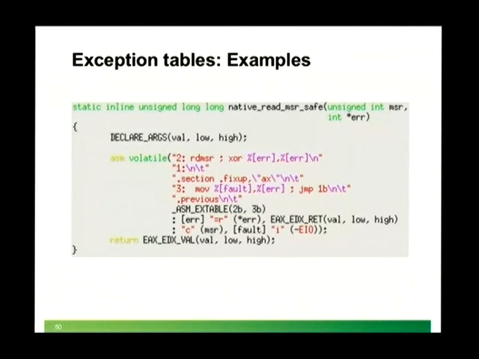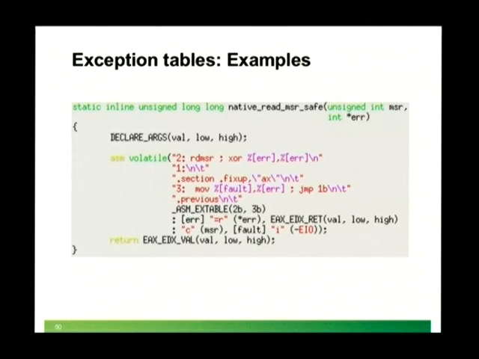For example, this is nasty. What this means is you read MSR, and if you generate an exception during reading the MSR, you have to return -EIO. So what happens is this is the exception table, where 2b is a reference to the label 2, a backwards reference. What this does is generate the offset from here to here, and the offsets from where this instruction gets issued to here.